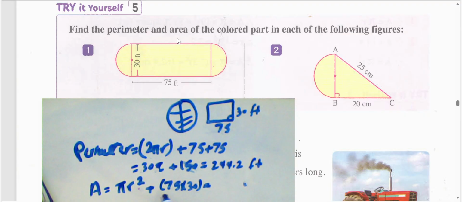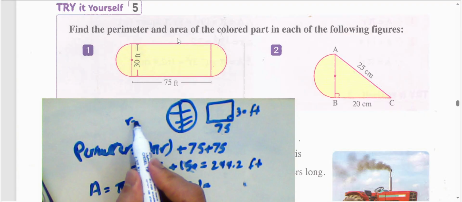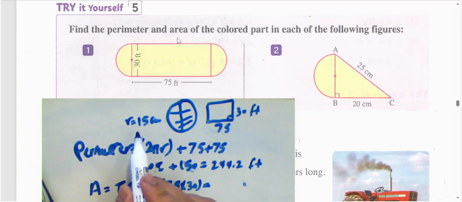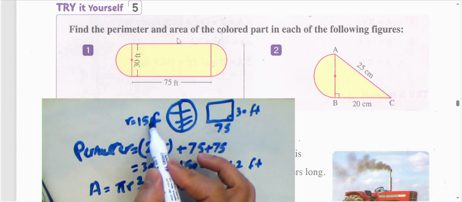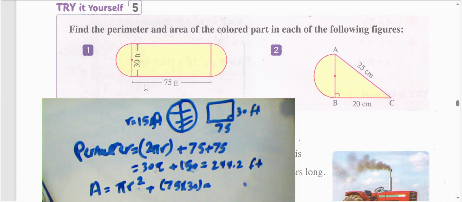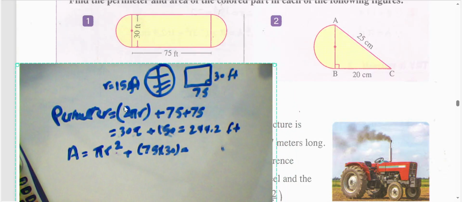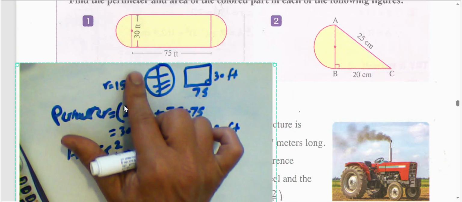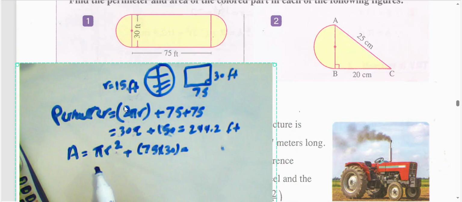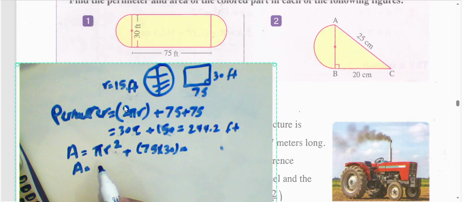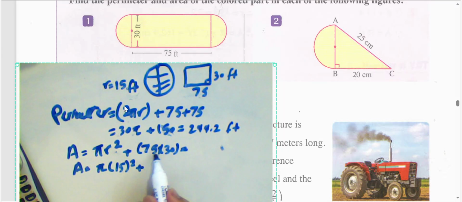Then the diameter was 30. 30 divided by 2 equal 15. Then the radius will be 15. Okay, my students, he gave me here the diameter was 30, then the radius will be 15 feet. Then we can write here to find the area by calculator, pi times 15 power 2 plus 75 times 30.